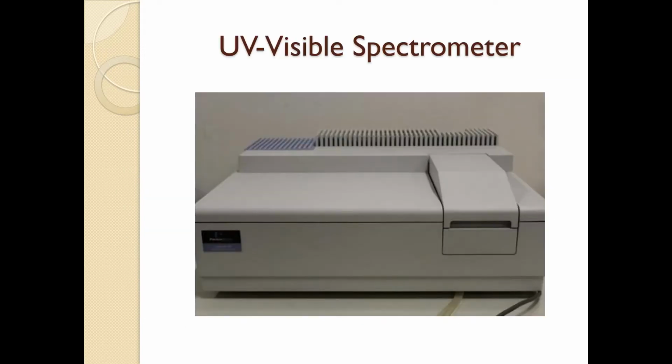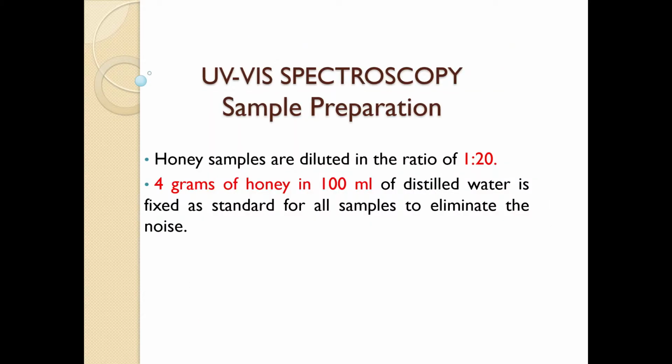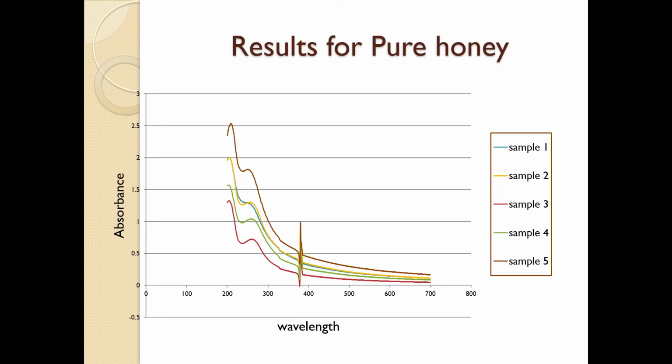This is a UV visible spectrophotometer, also used for the spectroscopic based approach. For this UV visible spectrophotometer, we need to prepare a sample. The samples are diluted in the ratio of 1:20, that is 4 gram of honey in 100 ml of distilled water. This is the spectrum obtained for pure honey.